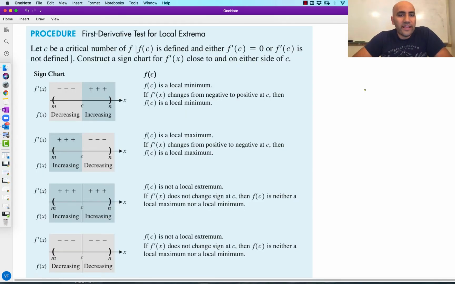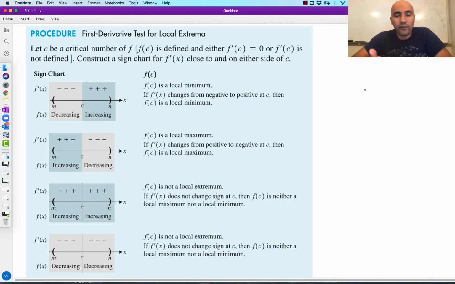Okay, so now we can put everything we've learned together into this sort of all-inclusive table that's provided in your book. So, the first derivative test for local extrema. Let c be a critical number of f, right? If c is a critical number of f, remember then that must mean that f of c is defined, and either f prime of c equals 0 or f prime of c does not exist, right?